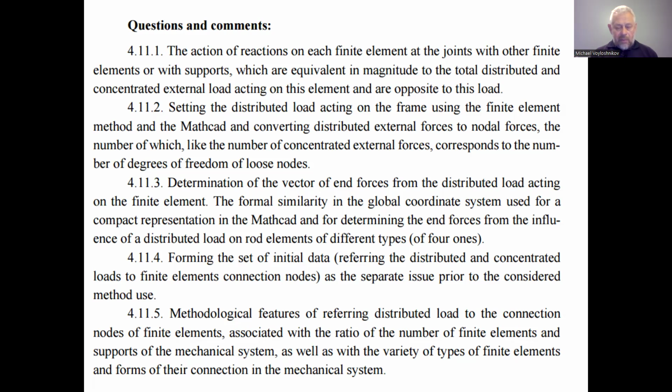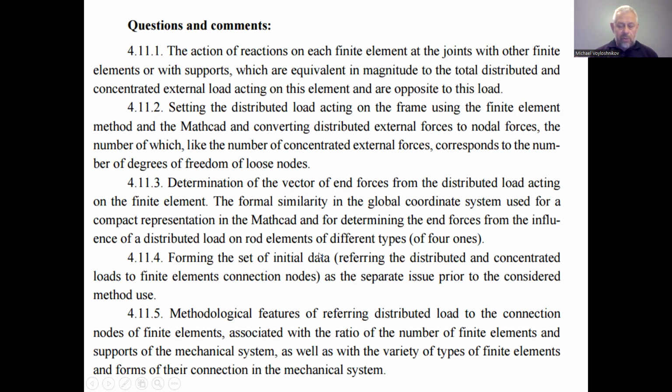We can find the similar factors predefined before, using the formulas for finding the components of the end reactions of the finite elements of other types under the action of the distributed load. This simplified the specification of these functions in Mathcad.